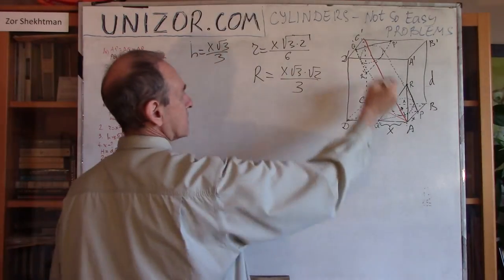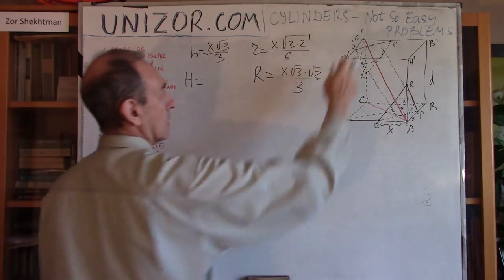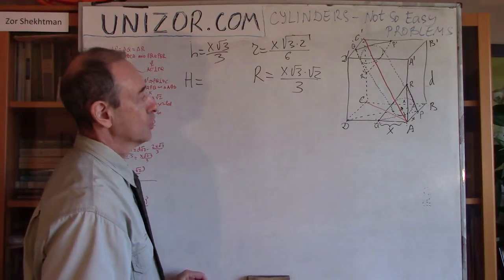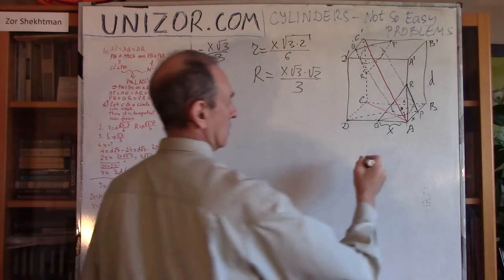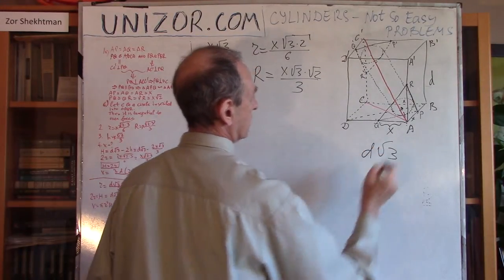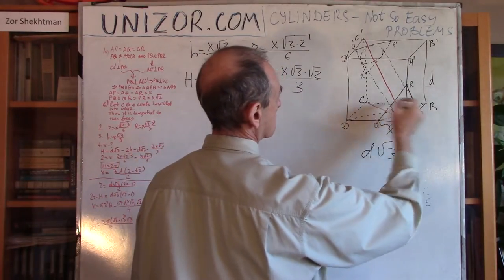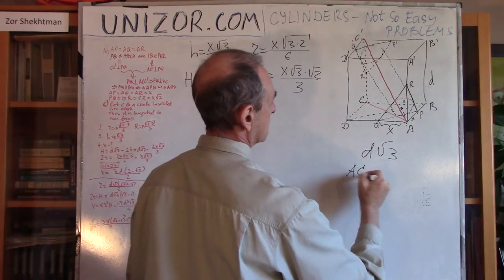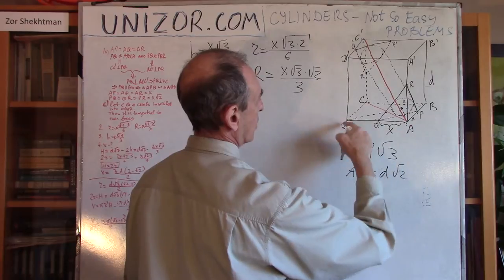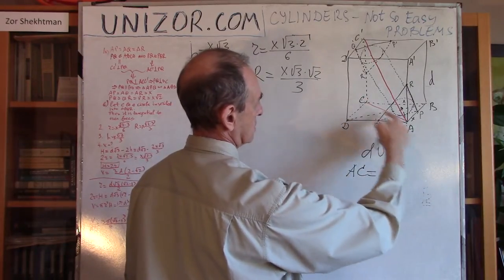Now, what's the height of the cylinder? Therefore, H is equal to the full diagonal of the cube, which is d square root of 3, right? Well, if this is d, this is G, this is G, this is G. AC is equal to G square root of 2, right? G square plus G square and square root of it. So that's G square root of 2.